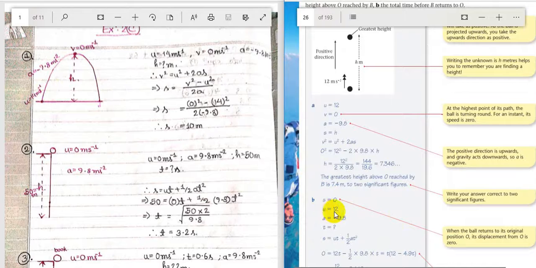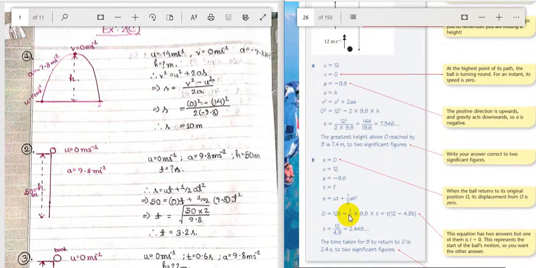u is still going to be positive 12. v is not given. T is also not given, and a is minus 9.8. Oh, we don't need to actually find the value for v. We need to find the value for t.